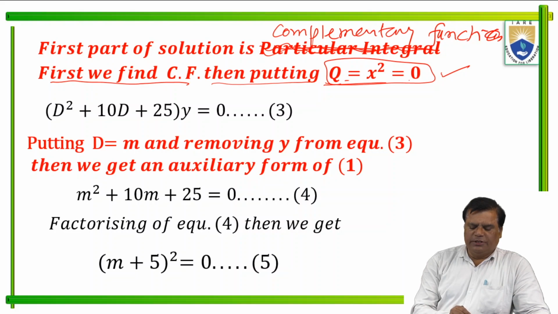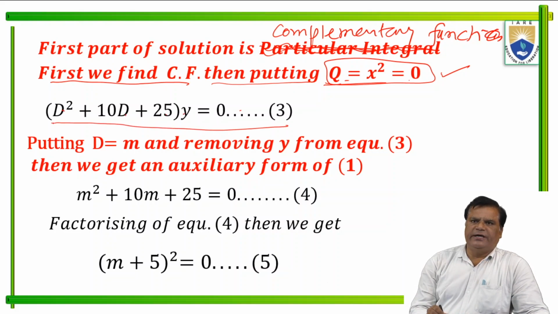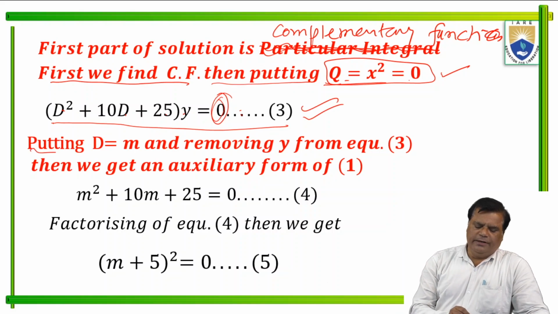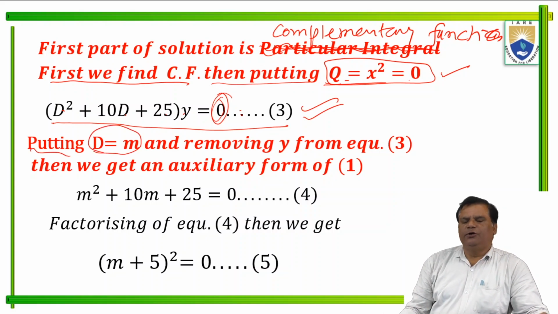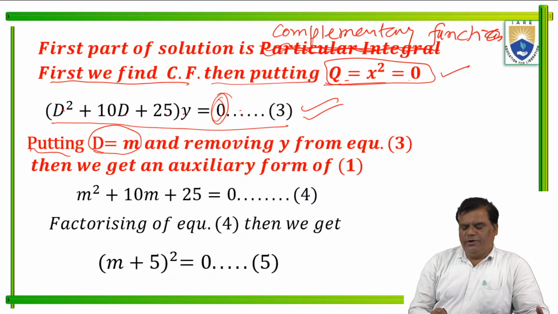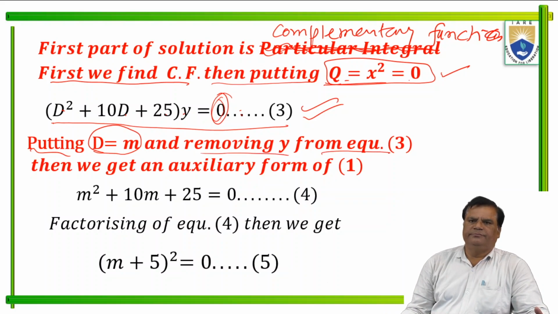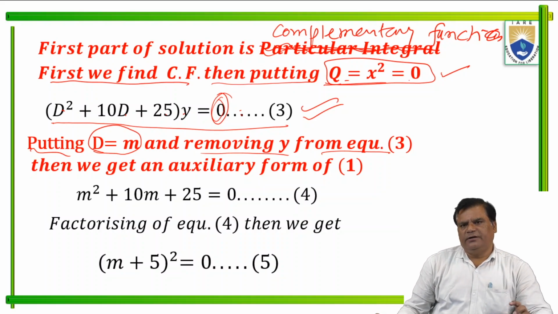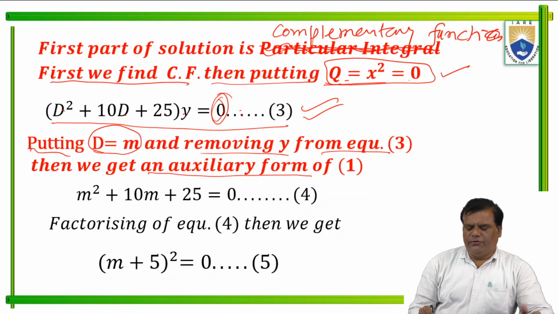So our equation 2 becomes equation 3. D square plus 10D plus 25, y equal to 0. Here it is x square in our question, but I am taking 0 in place of x square. So this equation is converted into 3. Now putting D equal to m here, small m, and removing y from equation 3. In equation 3, putting D equal to m and removing y from the equation, we get the auxiliary equation of 1.